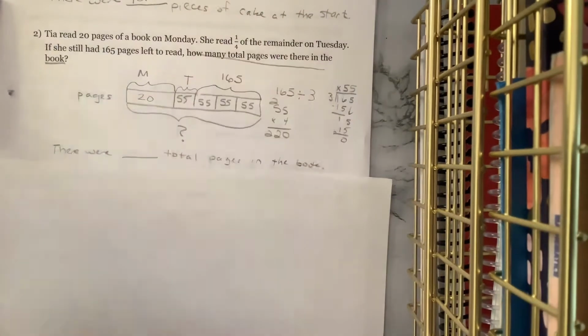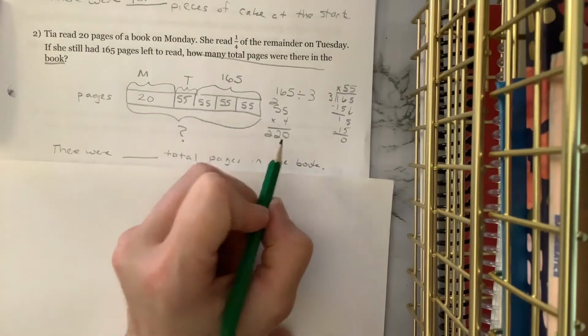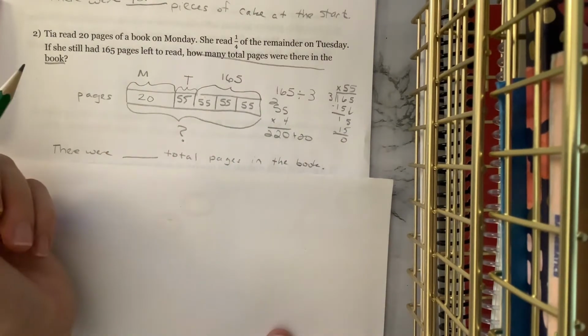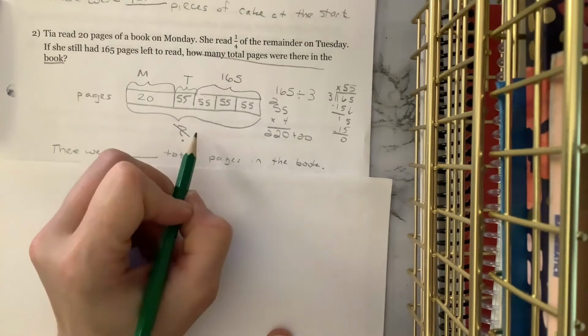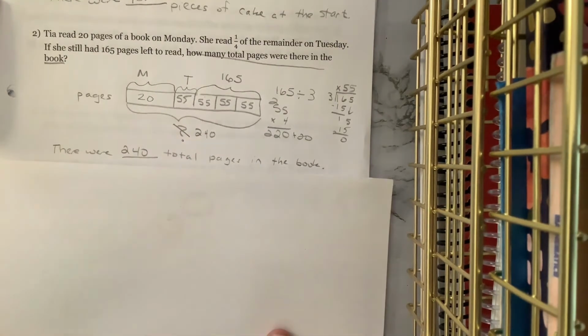But we're not done yet. Remember, we have 20 more. We can probably add this last part in our heads, right? We're adding 20 to 220. And what should we get? 240. Good.